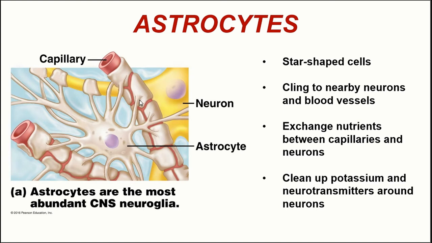And it turns out that one of their functions is to help facilitate the exchange of nutrients between the capillaries and the neurons. They also help clean up the environment around the neurons. Specifically, they're cleaning up any excess neurotransmitters that remain in the space between neurons after neurons release them. And they also have to clean up excess potassium ions as well. So we see that they're performing a cleanup function of the chemical messengers as well as some of the ions in the spaces between neurons.